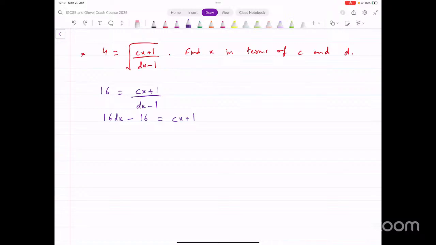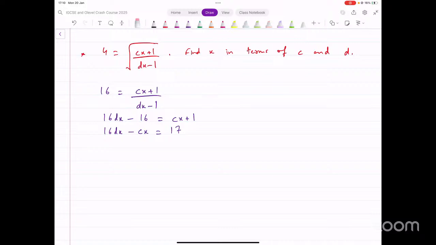We want to make x the subject. For that, what we do is we take all x terms to one side, everything else to the other side. So in this case, we have two x terms. We have this x term, we have this x term. We take cx to the left side as well. So it becomes 16 dx minus cx. And take this 16 to the other side. That becomes 1 plus 16, and that is 17.